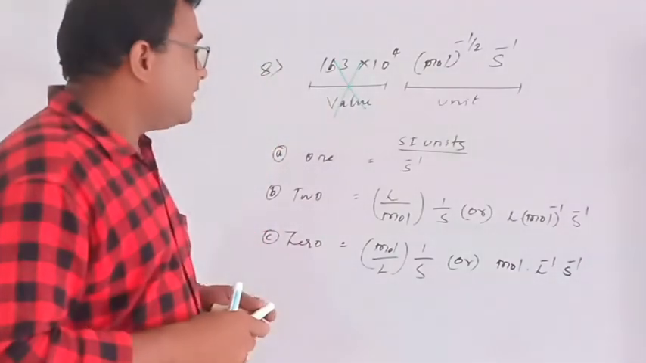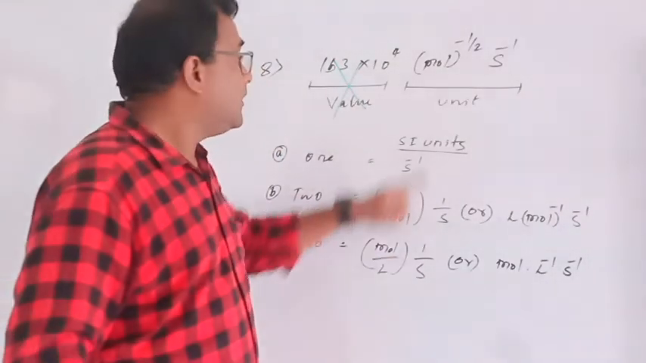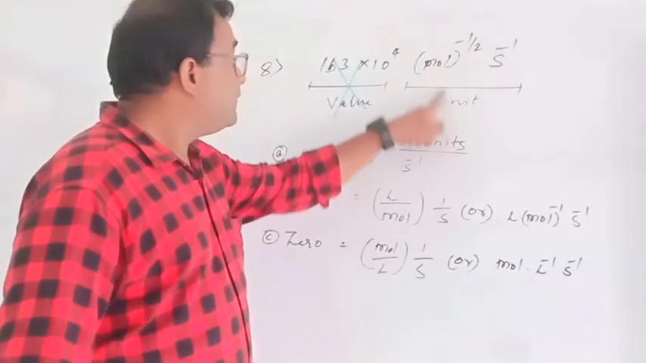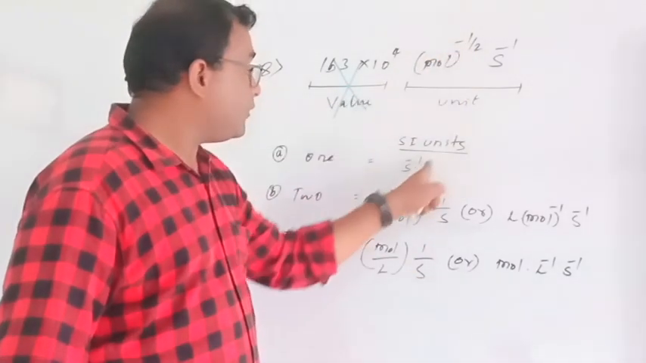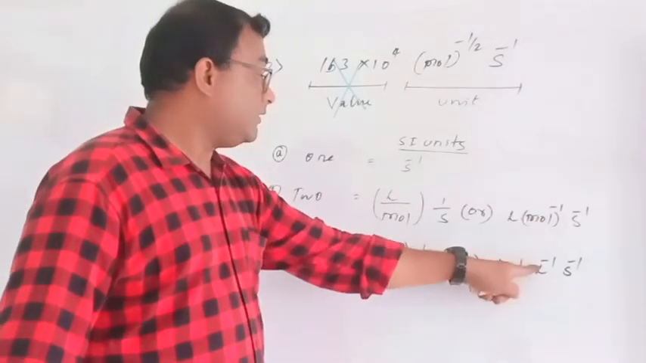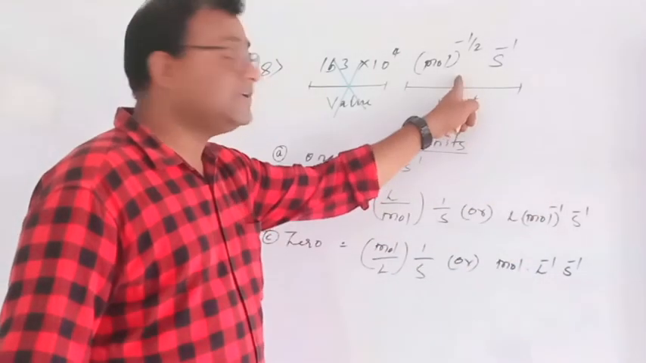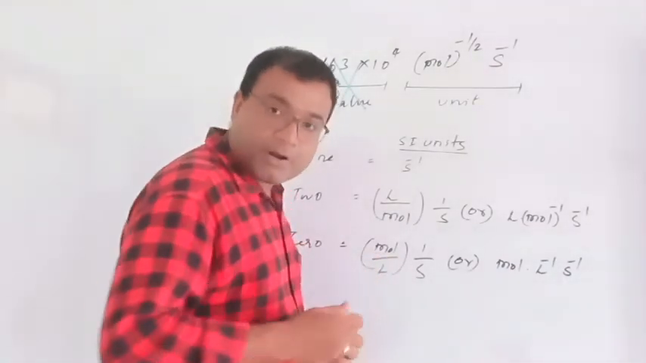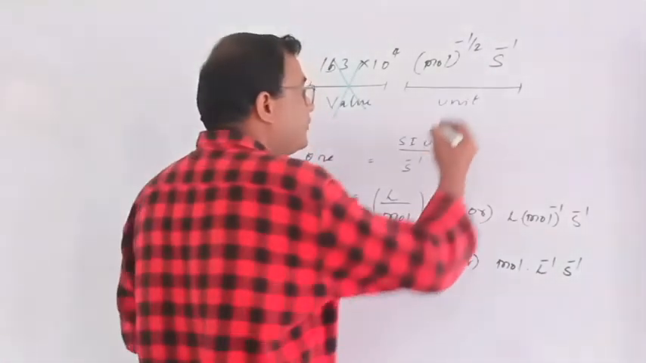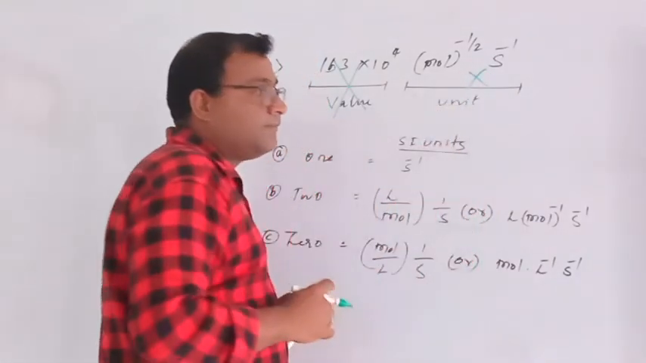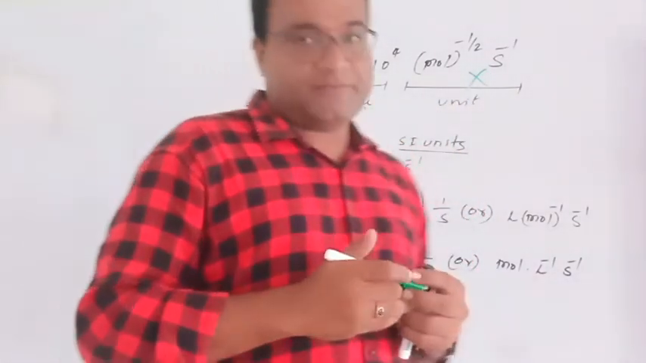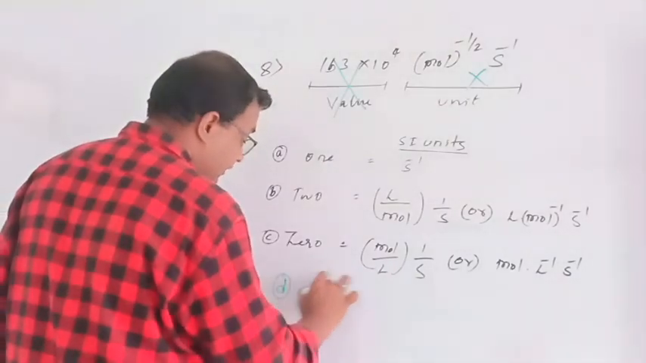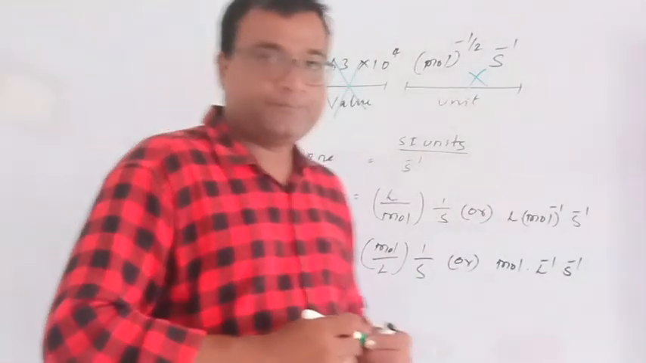Okay, verify this SI unit. Mole, nowhere liter is mentioned. So mole power half, nowhere half. Liter is not mentioned at all. So it is not a proper unit. So it is none of this. Option D is correct. Clear?